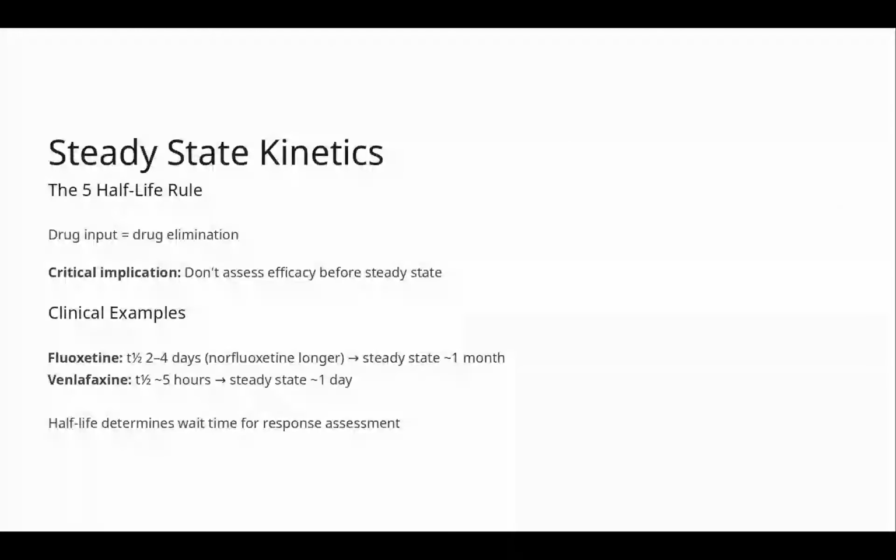Steady state. Steady state is when the amount of drug entering the body equals the amount leaving. It typically takes 5 half-lives to reach steady state, and this has critical clinical implications. Assessing efficacy. Don't judge whether a drug is working before steady state is reached. For fluoxetine with a half-life of 2 to 4 days and its active metabolite norfluoxetine lasting even longer, steady state takes nearly a month. For venlafaxine with a short half-life of about 5 hours, steady state is reached in roughly a day. The drug you choose determines how long you wait to assess response.